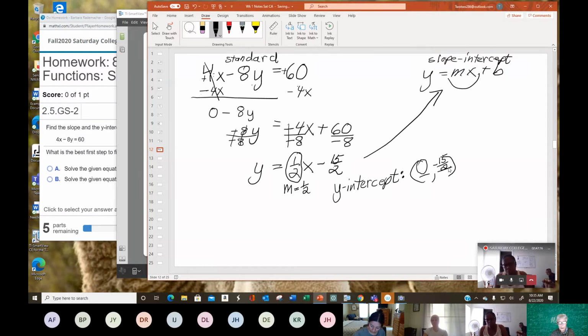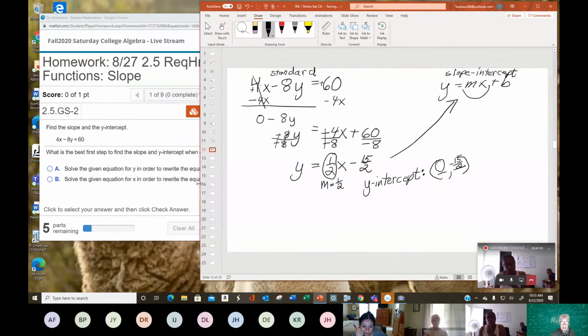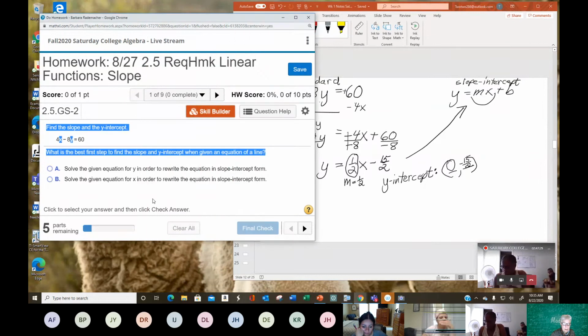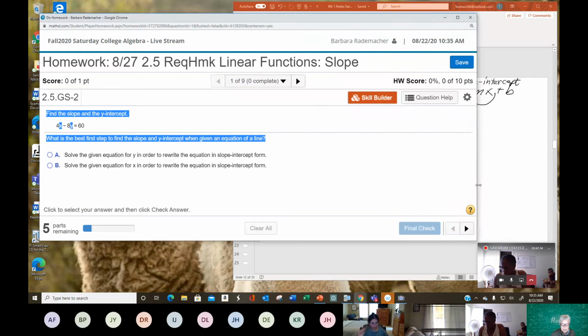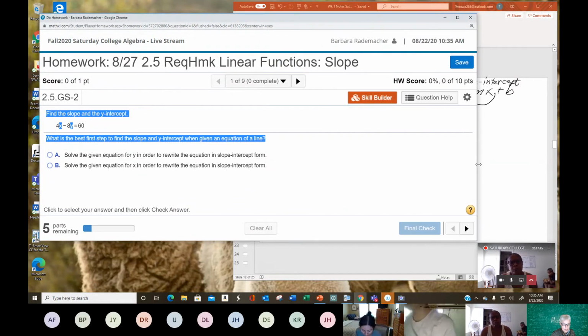So once we have this, I can go ahead and reduce the size, minimize my calculator, and come back over here and look for the answer box. Where's the answer box? Good grief. Here, answer box. Oh, I have to choose. Solve the given equation for y in order to rewrite the equation in slope-intercept form. Solve the given equation for x in order to rewrite the equation in slope-intercept form.